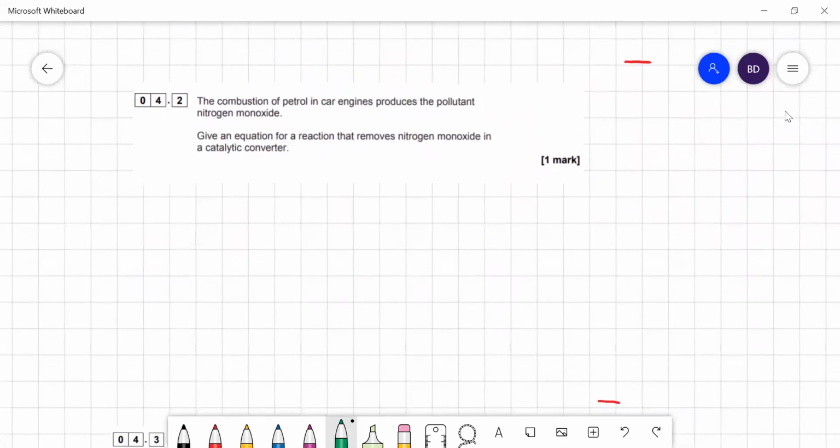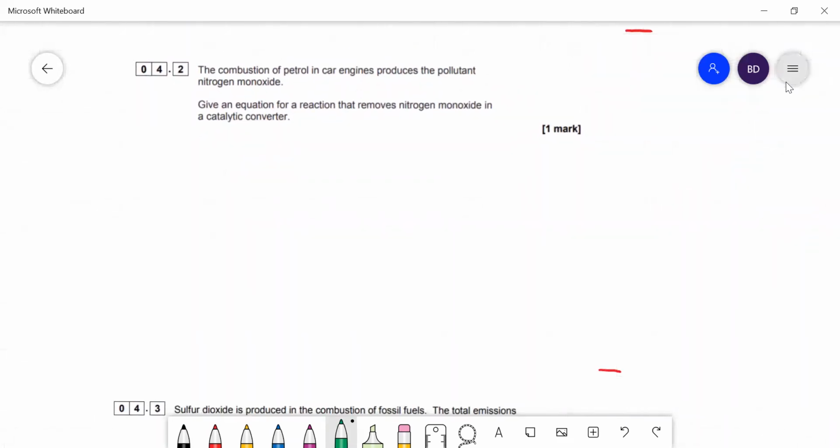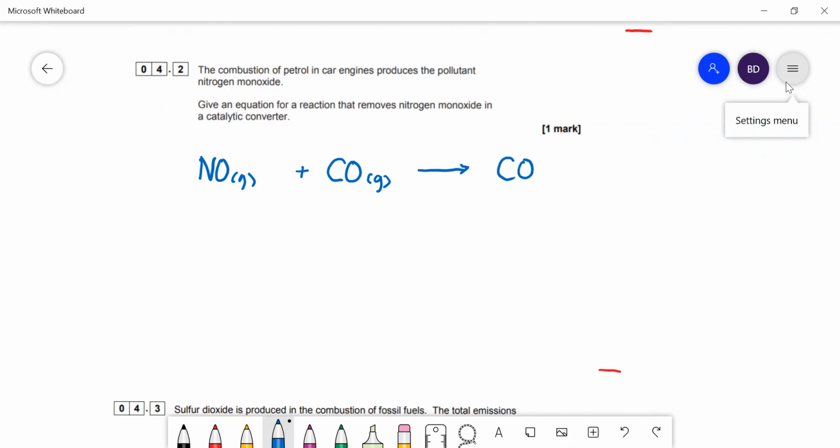Right, the combustion of petrol in car engines produces the pollutant nitrogen monoxide. Give an equation for a reaction that removes nitrogen monoxide in a catalytic converter. So we've got nitrogen monoxide, which is NO. Now, in a catalytic converter, nitrogen oxides are used to oxidize toxic carbon monoxide, which is made in the engine by incomplete combustion. They oxidize that to carbon dioxide, and in the process, the nitrogen gets reduced to nitrogen gas. So that's the equation there. And we don't need to do any balancing there. That's all done.